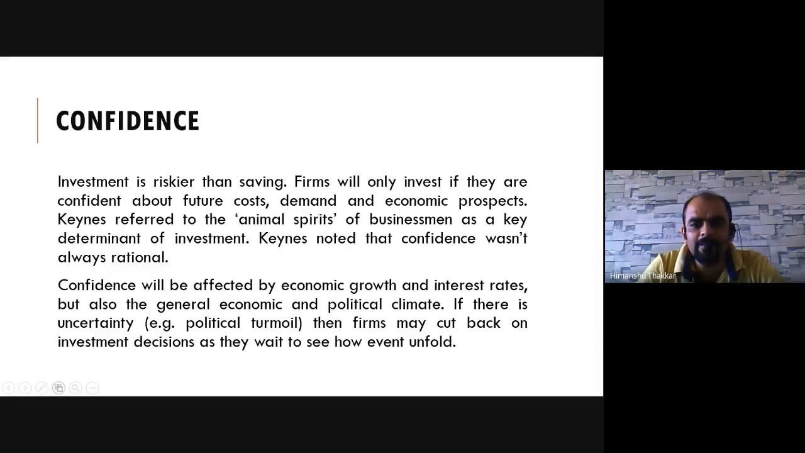If there is uncertainty, for example political turmoil, then firms may cut back on investment decisions as they wait to see how events unfold. So confidence, see, if you have followed the stock exchange over the years, or if you know something about the stock exchange, the entire stock exchange works on confidence, or what the mindset is in general in the economy.